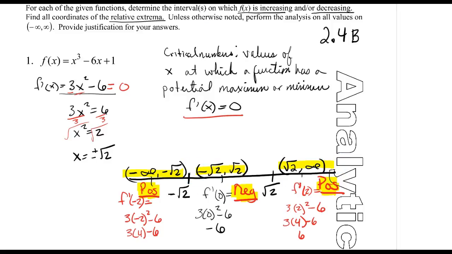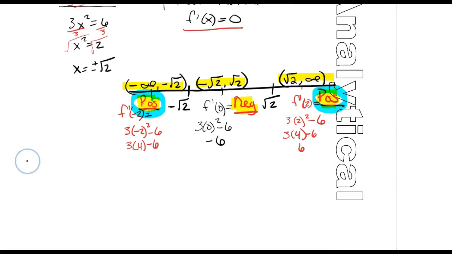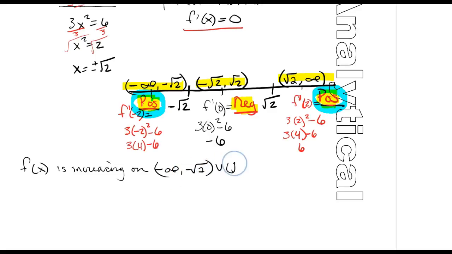Now I can determine where my function is increasing by checking to see where my derivative is positive. Well, my derivative is positive on negative infinity to negative radical 2 and on radical 2 to infinity, so I can notate that. F of x is increasing on negative infinity to negative radical 2, and radical 2 to infinity.